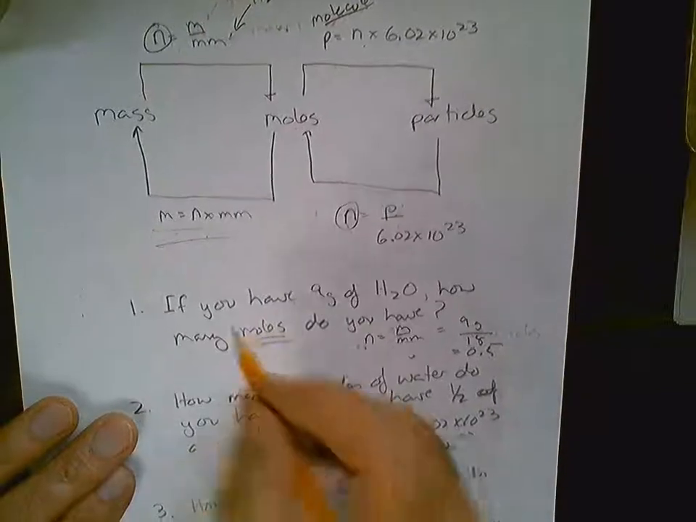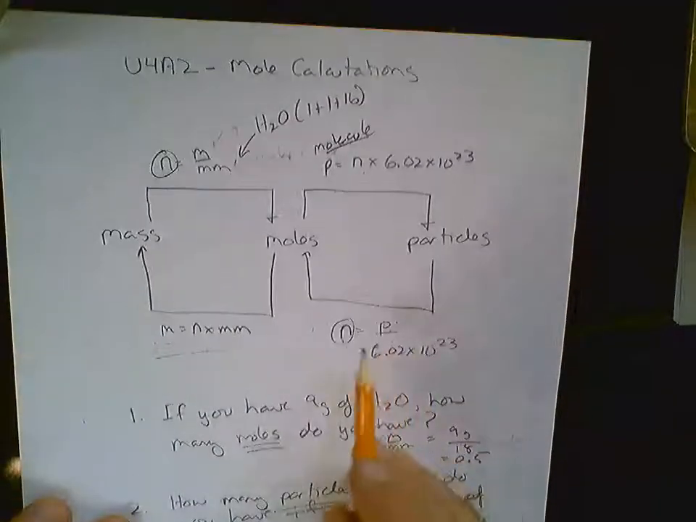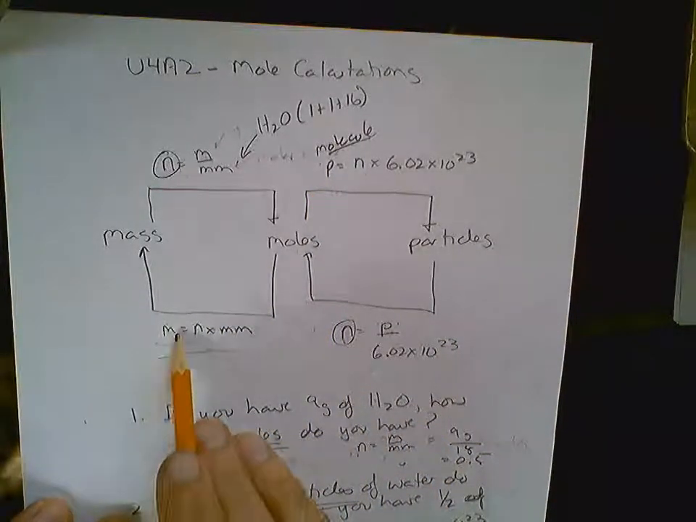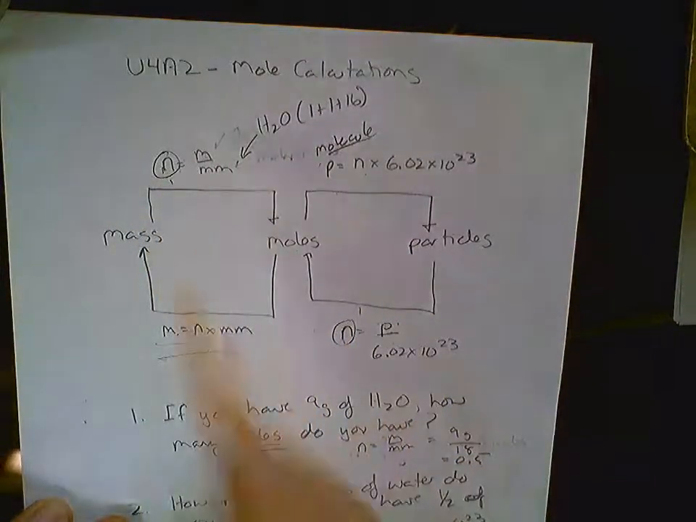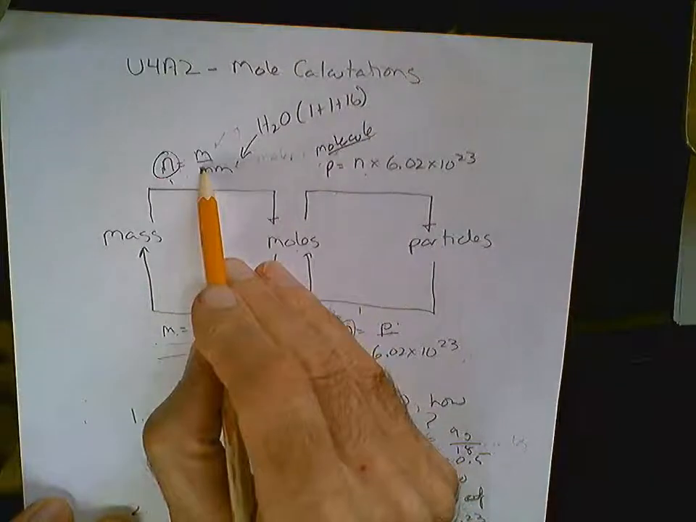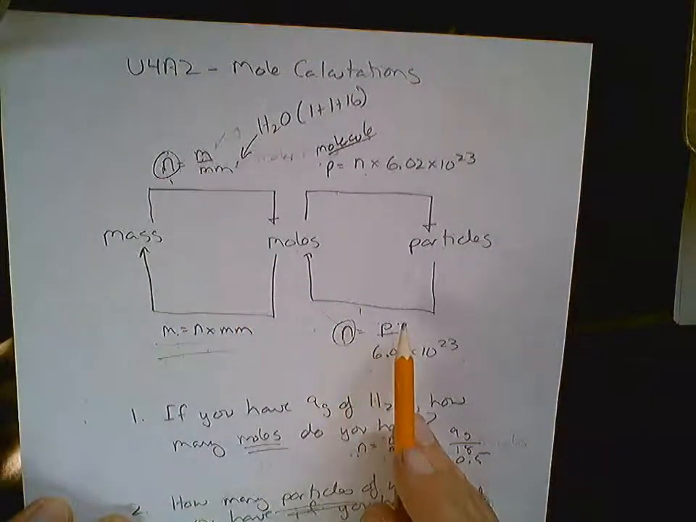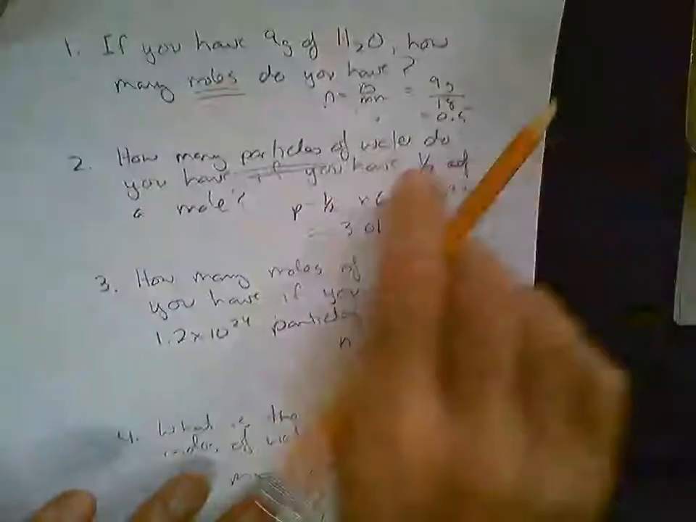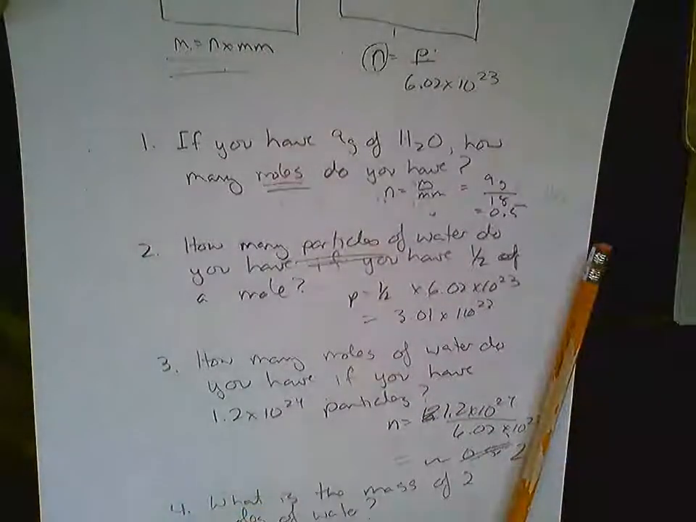Folks, be aware in the question of what they're asking for. So if they're asking for particles, you're using this formula here. If they're asking for mass, you're using this. If they're asking for moles, they're using one of these 2. If they ask for moles and they give you grams, you're using this one. If they ask for moles and they give you particles or molecules, you're using this one. This will get you through U4A1 and U4A2.